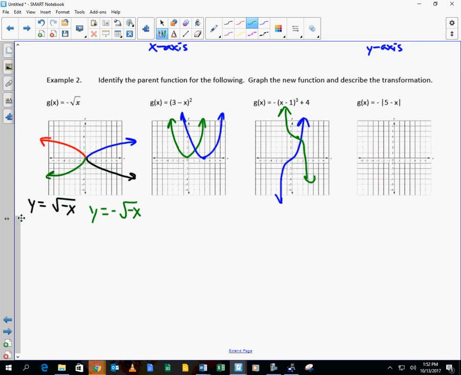Last one, what do you plug in to make 0? 5. So it's over here at 5, and what's the negative on the outside going to do? Very good. I have a worksheet for you.